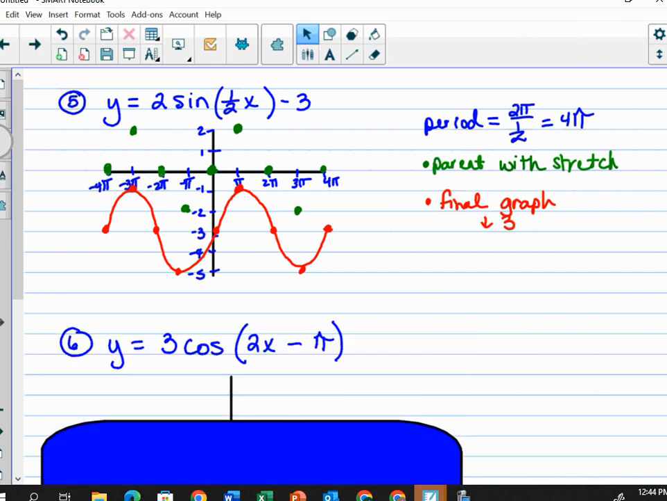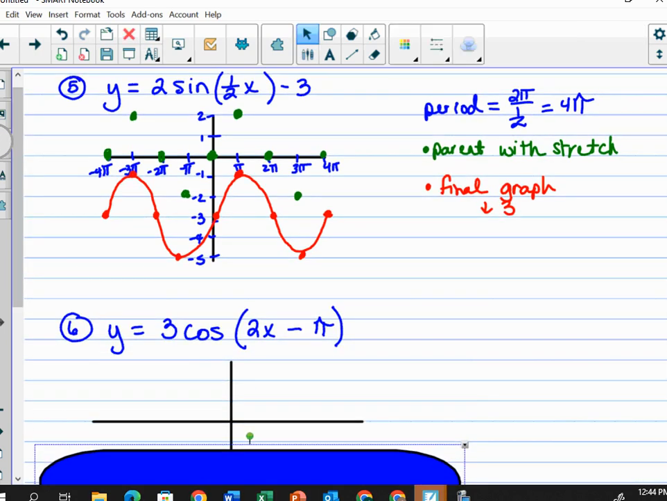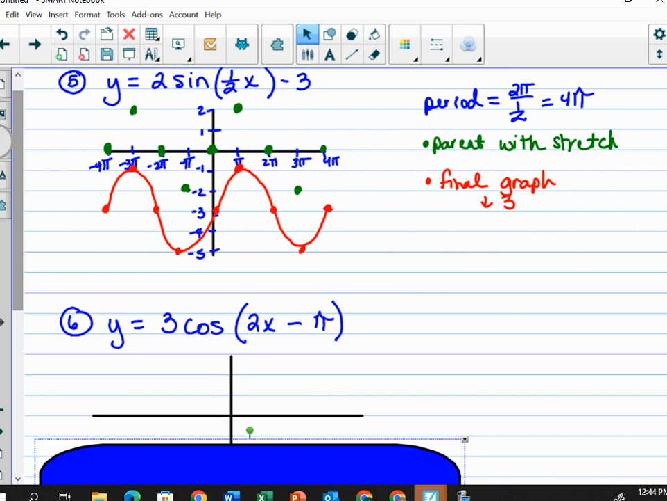Jot down number 6 for me. Anybody need more time on 5? Okay, wait a second here. We can start jotting down 6. We're also going to do 6 together because it's a little different than 5 was.